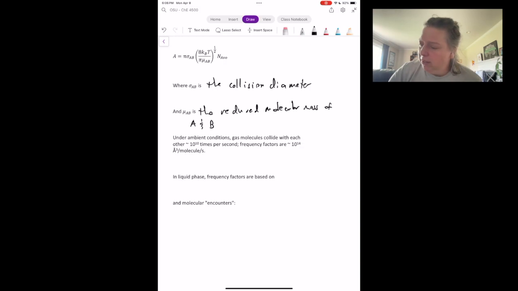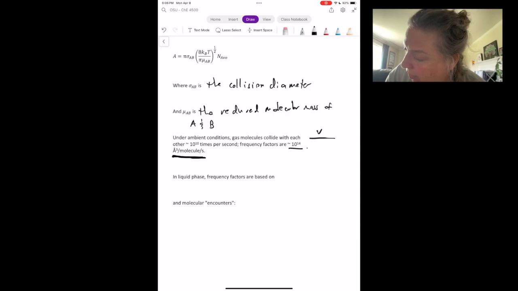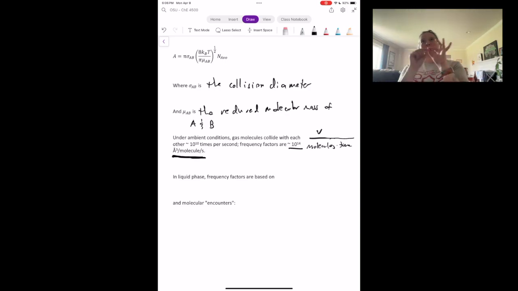Under ambient conditions, gas molecules collide with each other about 10 to the 10 times per second, and frequency factors in collision theory are about 10 to the 14 cubic angstroms per molecule per second. So notice here that the units on this frequency factor are going to be volume divided by molecules per time. This is for a bimolecular reaction where you would have two molecules colliding.